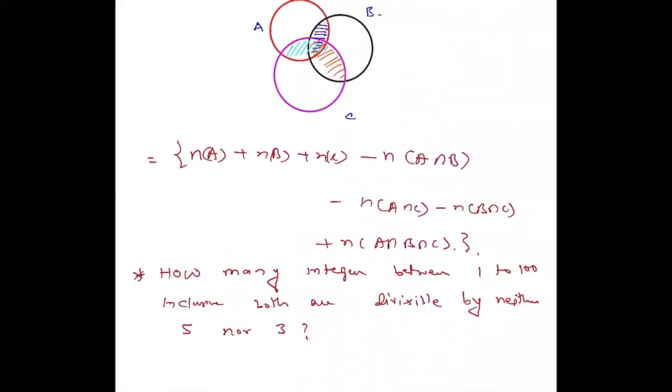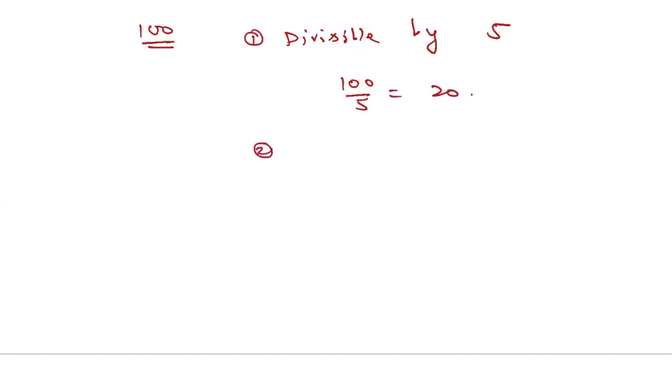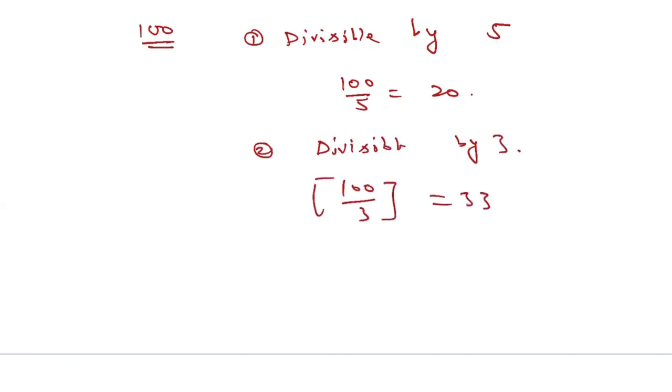So in this case we can see 1 to 100. Total 100 numbers are there, right? So divisible by 5, 100 by 5, we are getting 20. Second, divisible by 3. 100 by 3, the integral part is coming as 33.